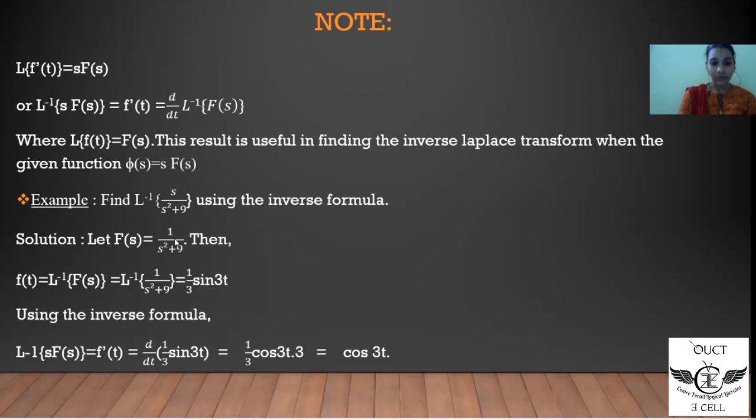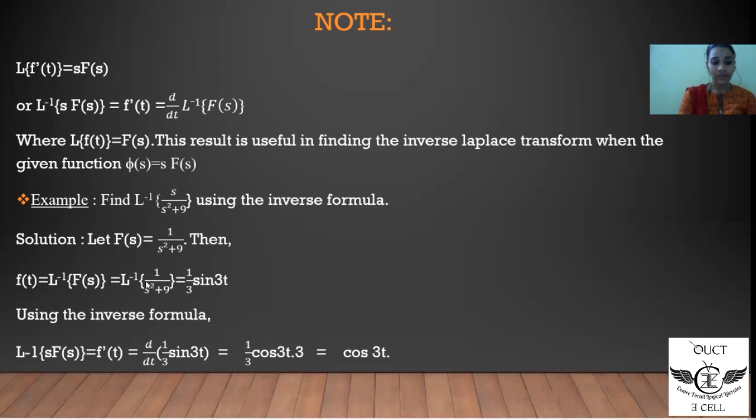Capital F of s is equal to 1 by s square plus 9. We are supposed to find the inverse Laplace transform of s by s square plus 9, where we consider s by s square plus 9 as s into 1 by s square plus 9. Then on comparing, we get s into F of s, where F of s is equal to 1 by s square plus 9. So let us find the inverse of F of s first. Inverse of F of s is equal to f of t.